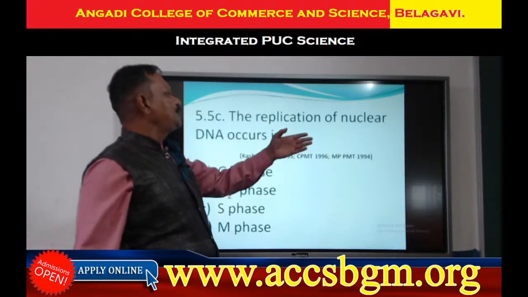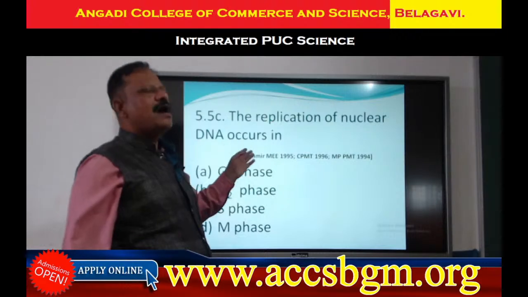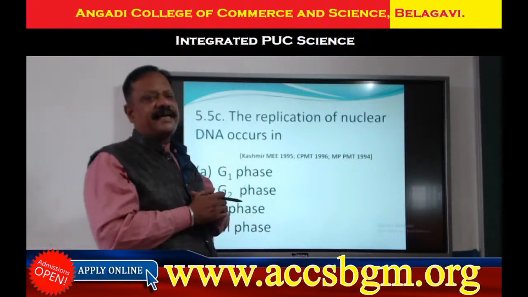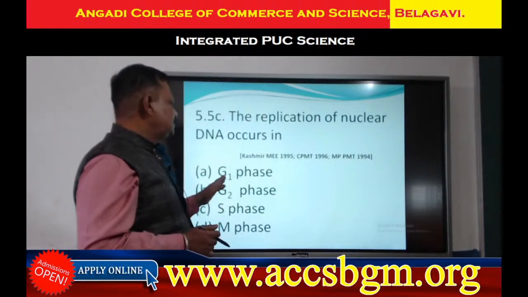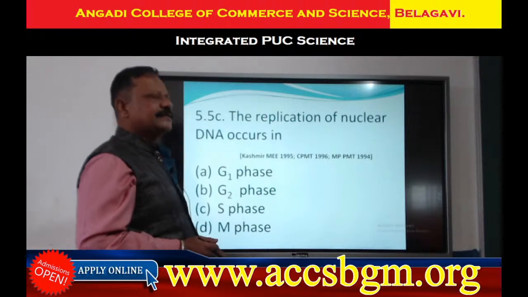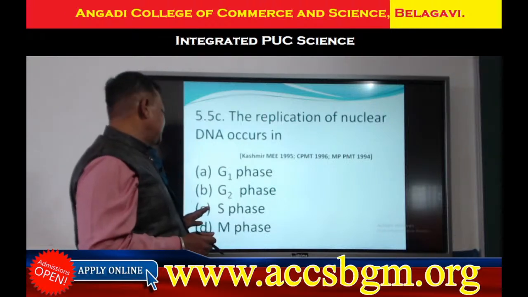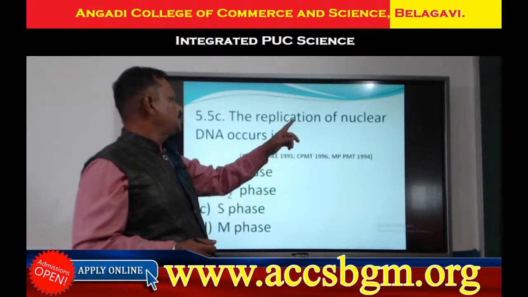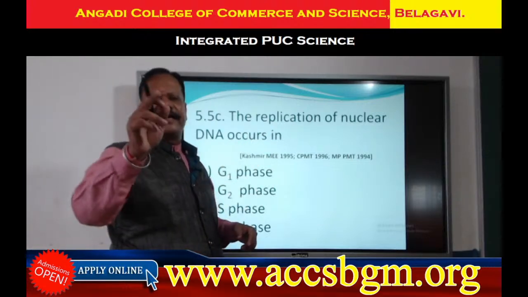The replication of nuclear DNA occurs in which phase, where the duplication of DNA is taking place? The options are G1 phase, G2 phase, S phase, M phase. In cell division, option C, S phase, is where the replication of nuclear DNA is taking place.